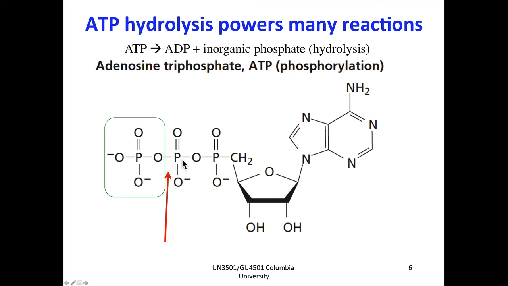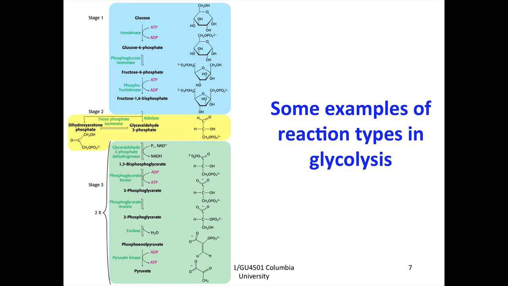is the rest of the molecule here, and then the inorganic phosphate over here. So it's the hydrolysis of this phosphoanhydride bond, these 5 atoms here, that liberates energy that's used to power other reactions. So ATP hydrolysis, another important example of hydrolysis in biochemistry. So let's step through glycolysis, which we'll be talking about in class, and look at some examples of reaction types to give you some concrete examples.